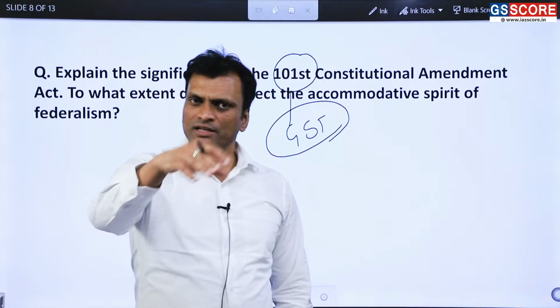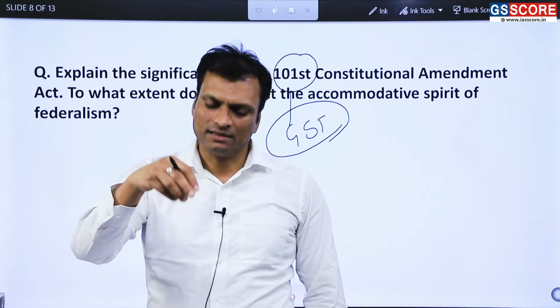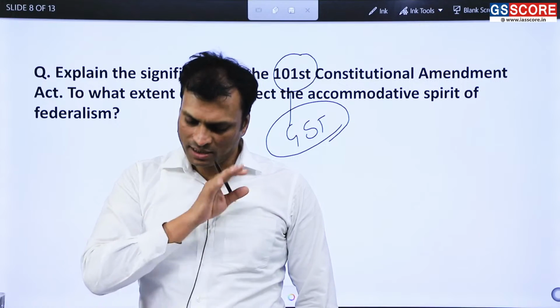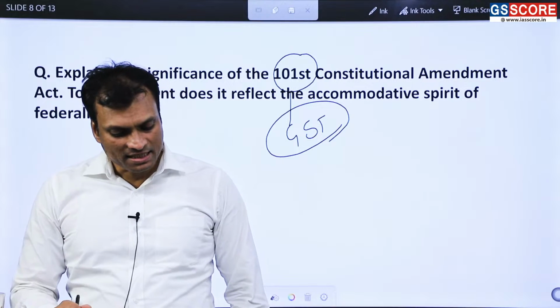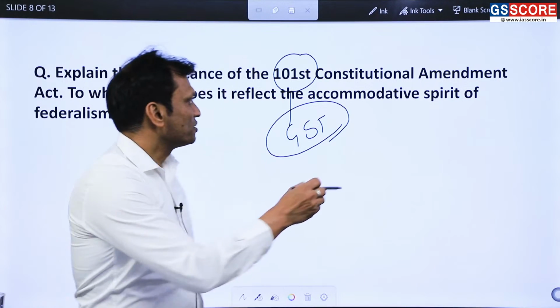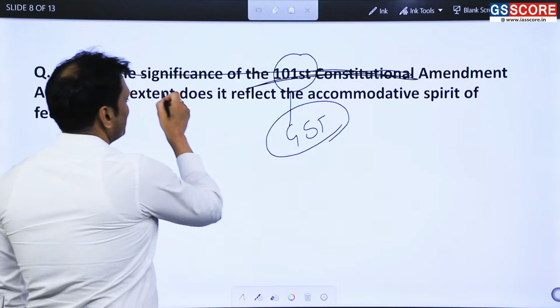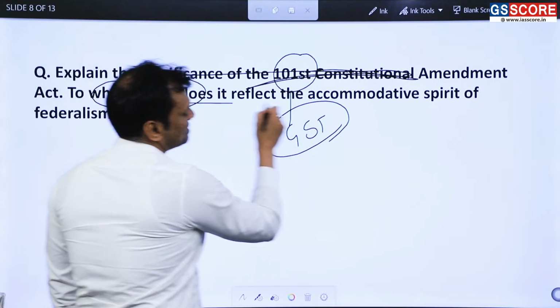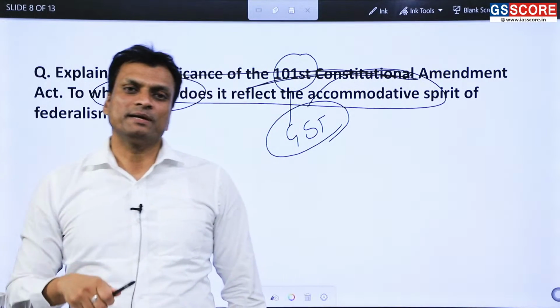First paragraph, the job is done, because we had to show as many facts as needed, as the question is directly asking about the 101st Amendment, so we have shown that. But what is the main game? The main game is the next one. The main game is not this. Our thing is, to what extent does it reflect this accommodative spirit? Now the second para I will write.